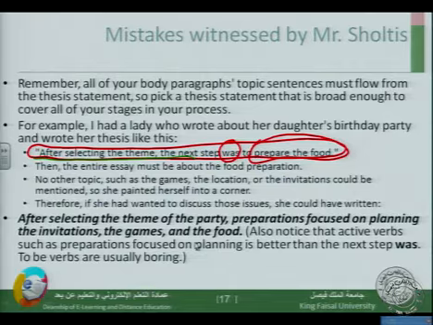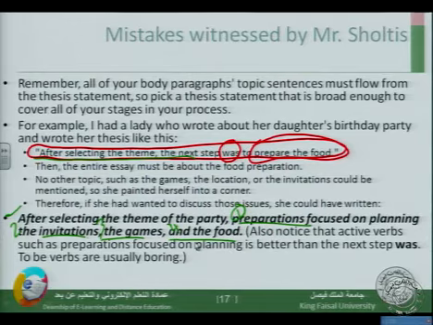So here you're going to expect how many things? 1, 2, 3, 4 things. Four body paragraphs. The first body paragraph is going to be about preparations of food. The second, right here, about the invitations. And the third, the games. And the fourth about the food itself. Because here, if she writes this way, her thesis statement covers all the topics. All the topics.